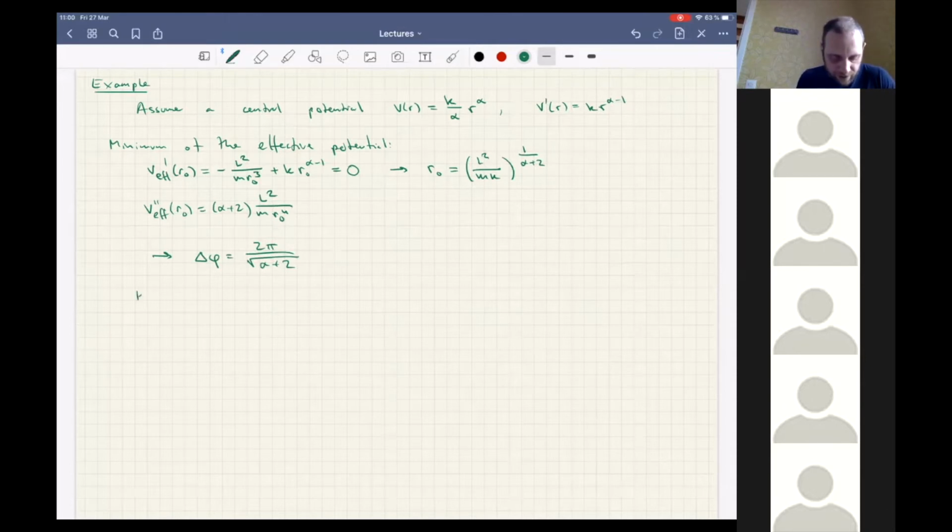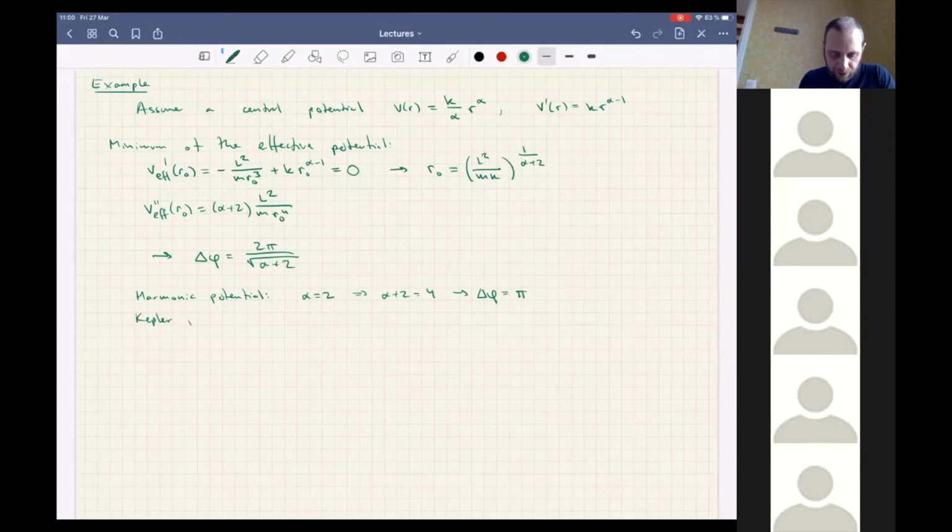So let's just look at the harmonic potential, which is alpha equal to 2. Well, that means that alpha plus 2 is 4, and that means that delta phi is pi. And that's 2 pi divided by an integer, so it's going to close. So you have essentially half a lap between the consecutive minima of the radius.